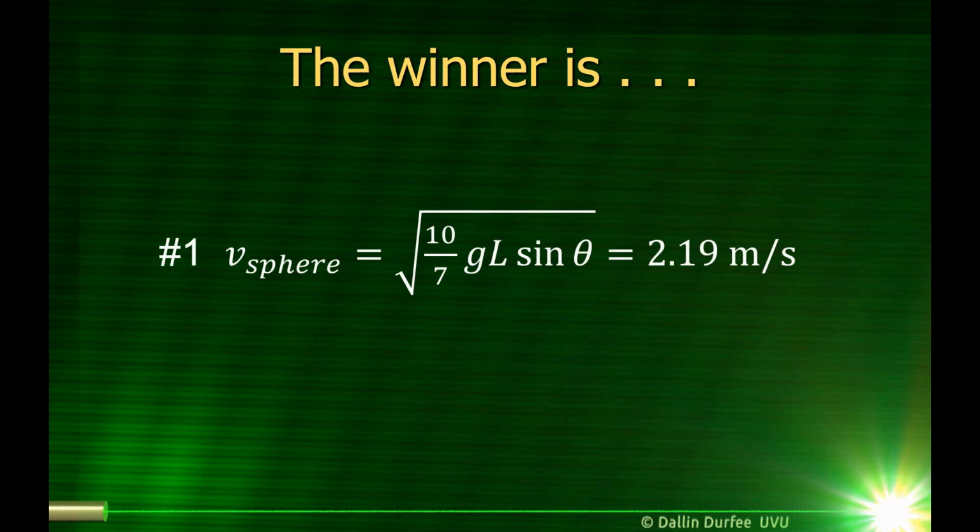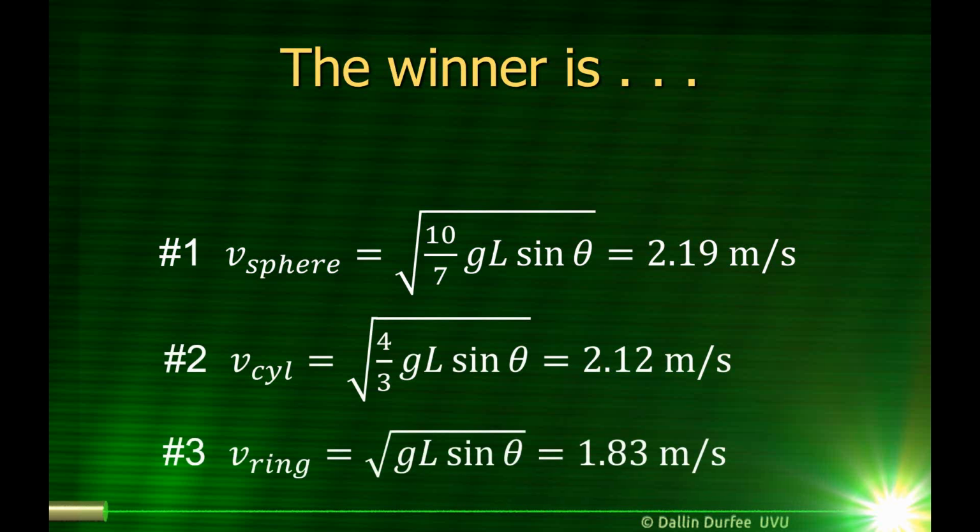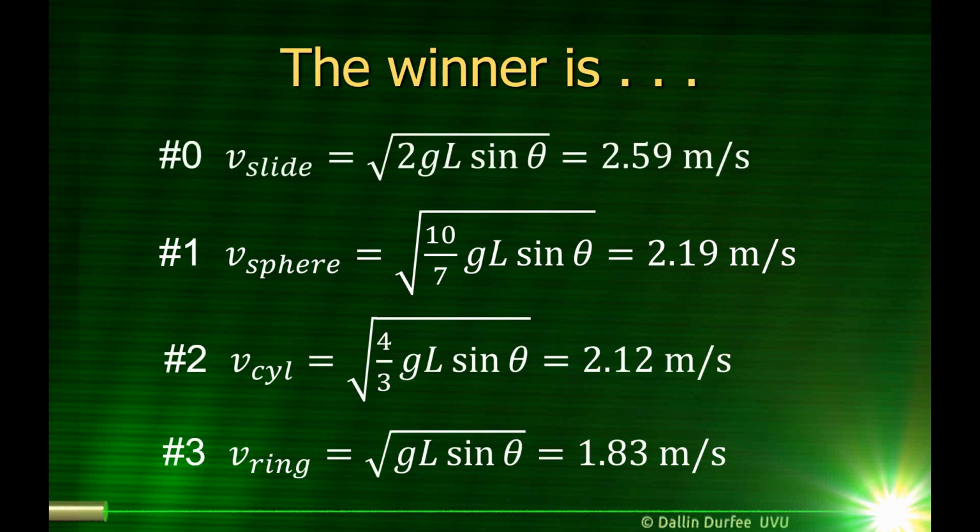So the winner is the sphere, coming in at 2.19 meters per second. In second place is the cylinder, and in third place is the ring. And for comparison, if it had been just a block sliding without friction, this is what the velocity would have been. And so hopefully this makes sense. The ring has the most mass concentrated further from the axis of rotation, and the sphere has more mass concentrated close to the axis of rotation. So that means less of the final kinetic energy will be rotational energy, meaning there's more energy left over for translation.